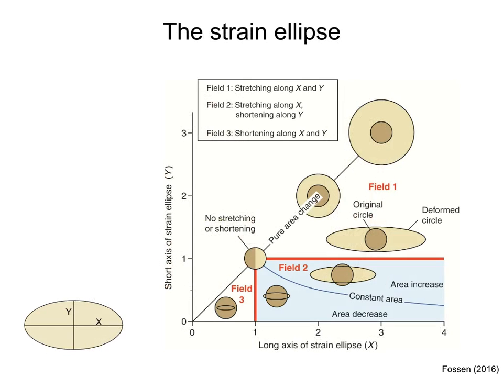We can define the strain ellipse by two axes, the long axis, x, and the short axis, y. Based on these axes, we can describe the ellipse as shown in this graph. Field 1 corresponds to stretching of the two axes and increase of the ellipse area, field 3 to shortening of both axes and decrease of the ellipse area, and field 2 to stretching along x and shortening along y. The blue line in this field defines constant area deformation.